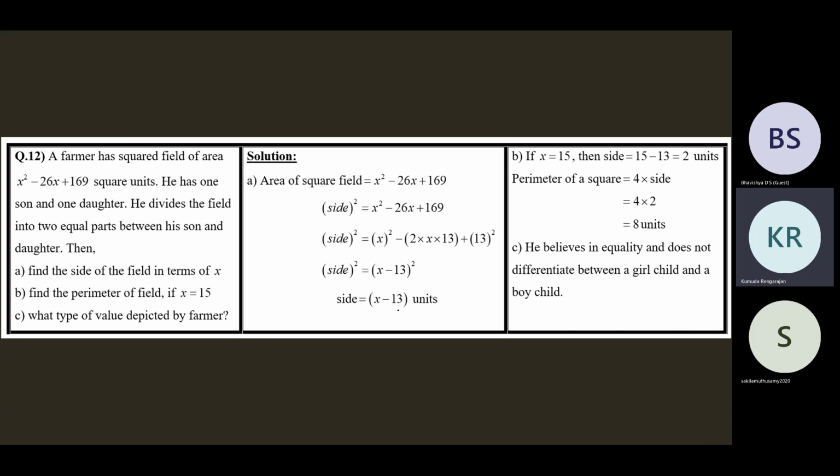So we found the side in terms of x minus 13. The side of the square field is x minus 13 units. Then find the perimeter if x is 15. So if x is 15, what is x minus 13? 15 minus 13, so 2 units. It's a side. The side is 2 units. So in that case, the perimeter will be 4 into side, 4 into 2, 8 units.